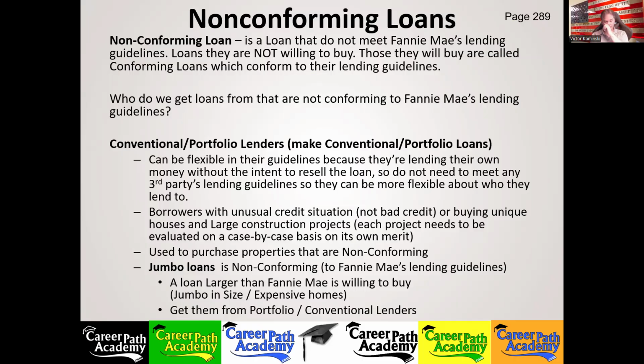A loan that is larger than one that meets Fannie Mae's lending guidelines is called a non-conforming jumbo loan because it's jumbo in size. It's huge, it's big, it's jumbo. That's the answer. You usually get some kind of question on the exam about that. What do you call a loan larger than those that meet Fannie Mae's lending guidelines? Other than non-conforming, they're jumbo. They're jumbo in size, right?